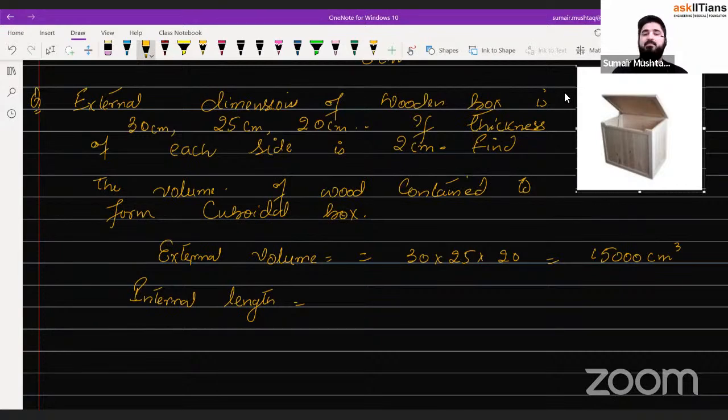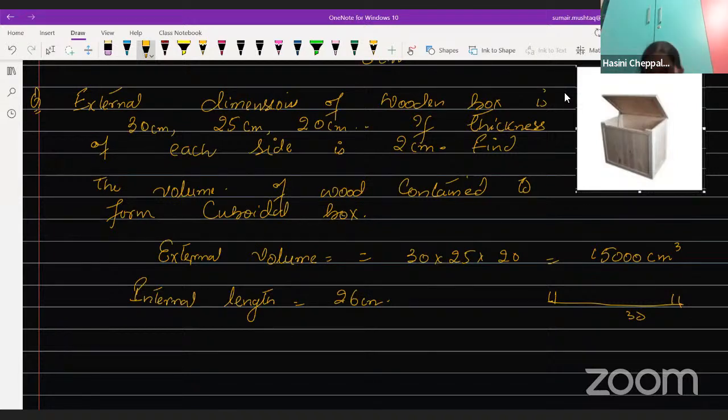You got it. Because see, when you have a length like this, this is 30. You are subtracting 2 centimeters from here, 2 centimeters from here. So overall, it will be 26. Got it? Yes, sir. Very nice.